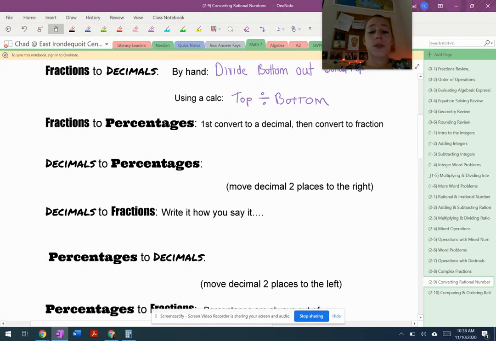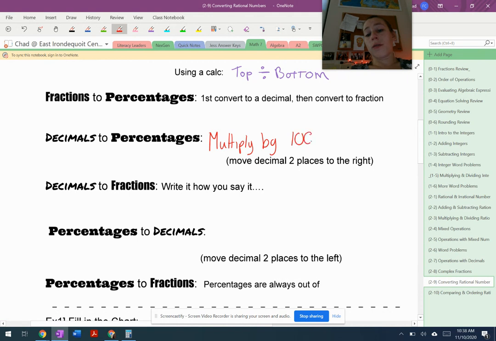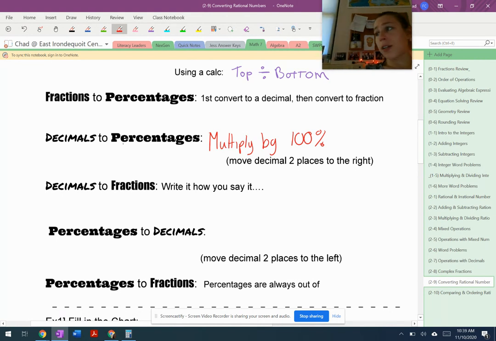When you're taking decimals to percentages, all you need to do is multiply by 100, because that's the largest percent that you can have. And when you're multiplying by 100, you're really just moving that decimal 2 places to the right. So for example, if I had 0.25, that times 100 gives me 25%.